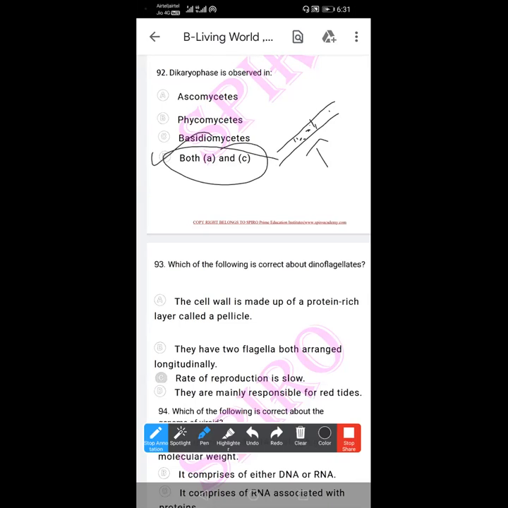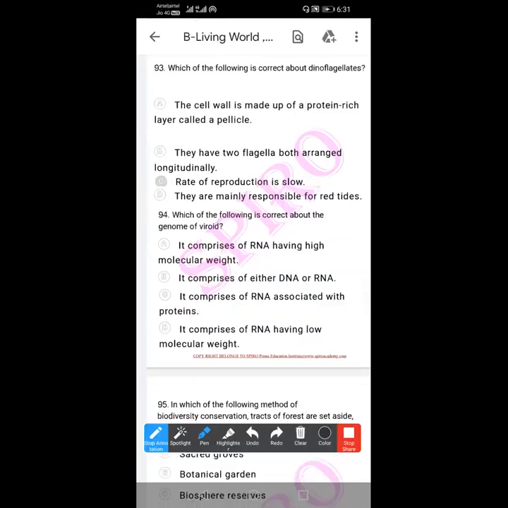So going to the next question, question number 93. Which of the following is correct about dinoflagellates? The cell wall is made up of a protein-rich layer called a pellicle. No, it is a characteristic feature of Euglena. Next. They have two flagella, both arranged longitudinally. No. One longitudinally and one transversely, that is the correct one. Rate of reproduction is low. No. They are mainly responsible for this. Yes, just now you have seen Gonyaulax. That is the reason for the red tide.